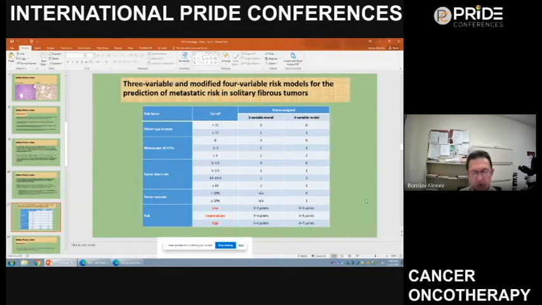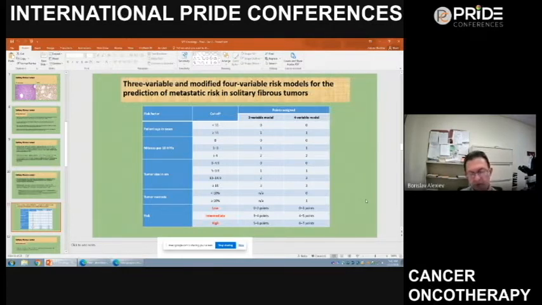The tumor size is scored as 0 if the tumor is less than 5 centimeters, 1 if the tumor is between 5 and 10 centimeters, 2 if the tumor is 10 but less than 15 centimeters, and 3 if the tumor is larger than 15 centimeters. The total scores are summed, and a score of 0 to 2 is considered low risk, 3 to 4 is intermediate risk, and 5 to 6 is high risk in the 3 variable risk model.